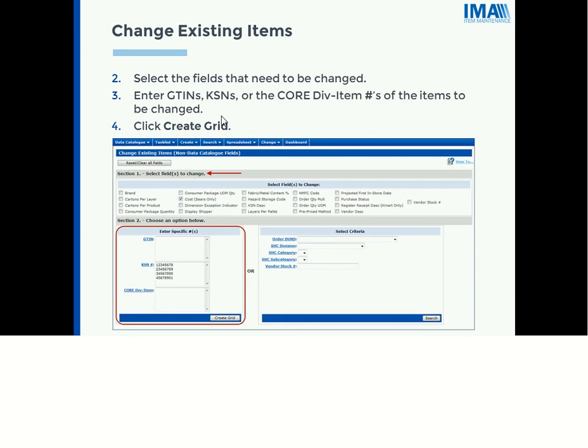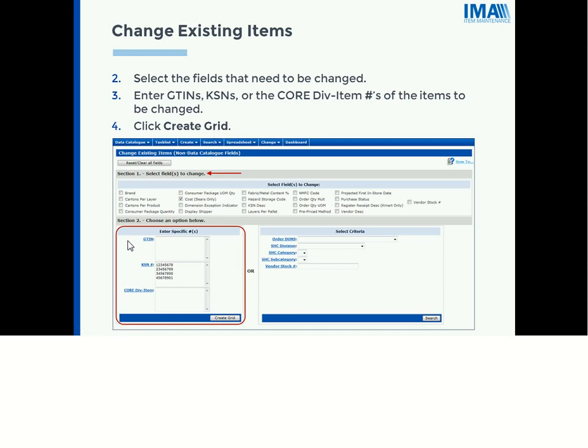To access it, you hover over Data Catalog and you click Change Existing Items. Then the first thing you do is select the fields that you want to change in Section 1. There are several fields that you can select, and you can select more than one. That's one of the nice things about using the Changes grid. Instead of doing a change individually, you can do it to multiple items, and you can do multiple changes at the same time. So you could change your vendor stock number, your cost for Sears items, the brand, and the fabric metal content, all on the same grid for up to 50 items.